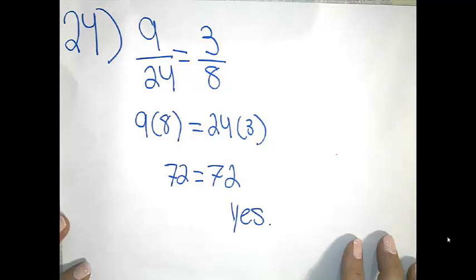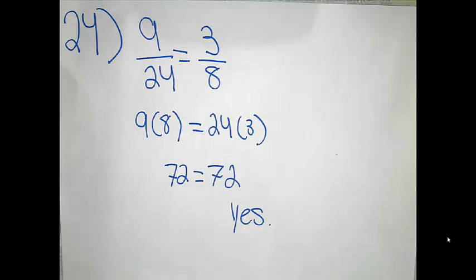Number 24. The question is, are these ratios equivalent? 9 over 24 equal to 3 over 8. You cross multiply to get 9 times 8 equals 24 times 3. When you simplify, 9 times 8 is 72. 24 times 3 is also 72. So yes, they are equivalent.